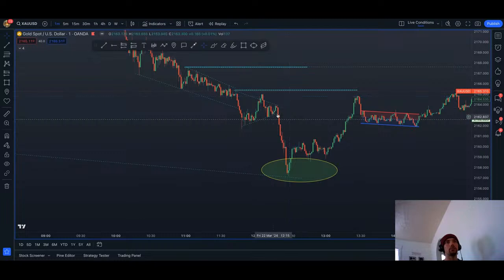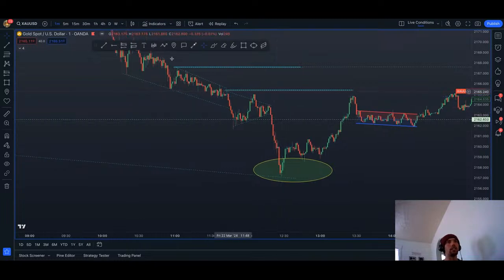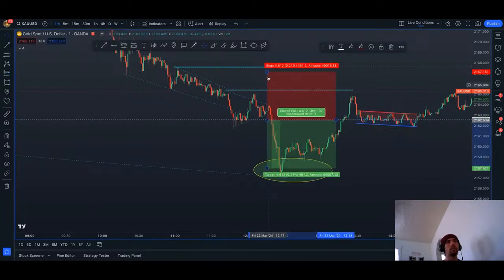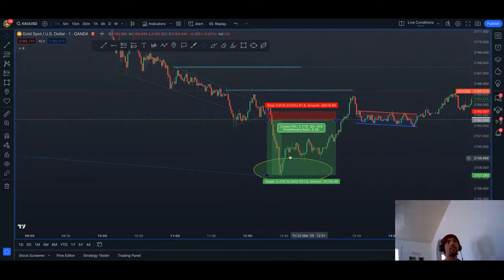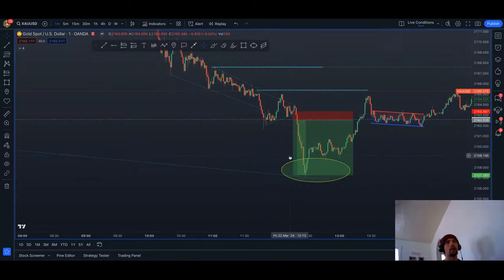Instead, we got this flag. It comes back up. It fails. It hovers right here. And again, we're looking for a sell back below this. Stop just inside of structure. And that's another trade opportunity in the books.